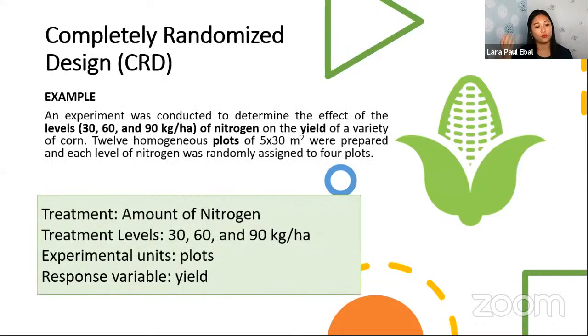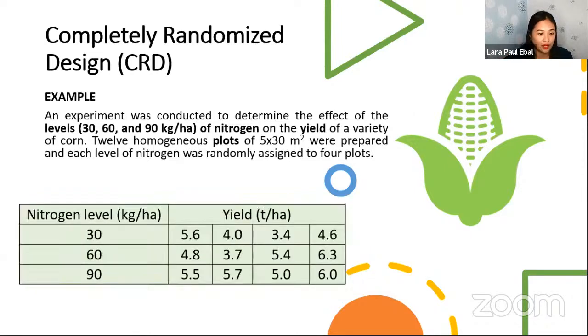Now, recall lang po, ano po yung treatment natin dito? The treatment is the amount of nitrogen, that's 30, 60, and 90. So that's the level. The experimental units are the plots na in-apply-an ng nitrogen. And then the response variable is the yield of corn. So this is now your data, and it's balanced.